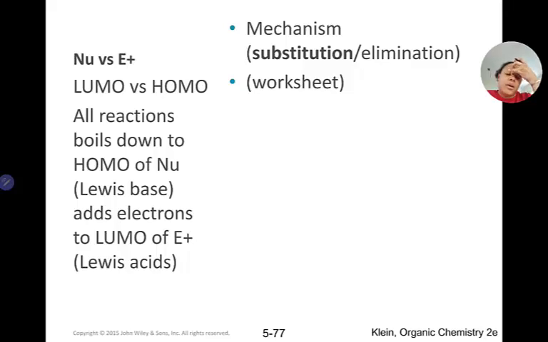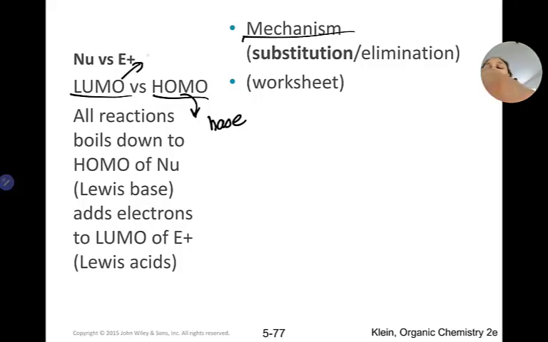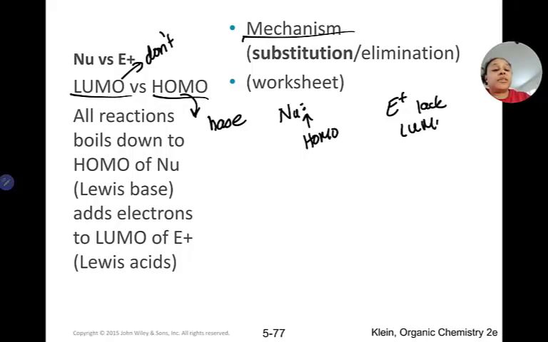All right, so for substitution elimination, one thing that's not on your worksheet that I want to talk about is the fact that we talked about HOMO and LUMO at the beginning of the semester. HOMO is the highest occupied molecular orbital, which means that they have electrons, and LUMO says lowest unoccupied, so they don't have electrons. So when we think about nucleophiles, we're talking about things that have electrons. And so when we think about where those electrons are coming from on the nucleophile, they're coming from the HOMO of that molecule. And when we think of the electrophile, since it lacks electrons, we're talking about its LUMO.